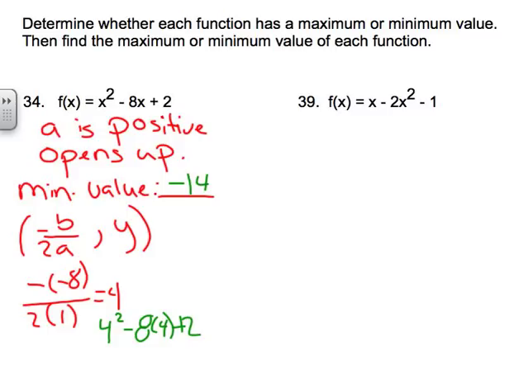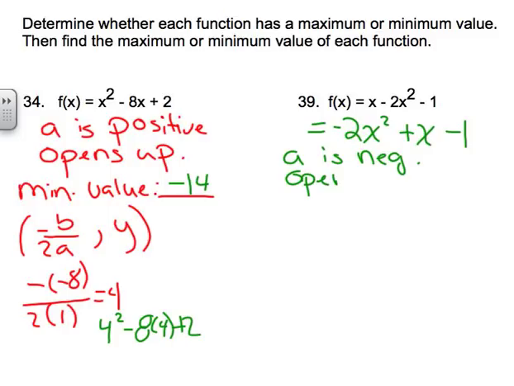Problem 39, you have to be careful of on this one, because when you look at it, you're given x minus 2x squared minus 1, not standard form. You want to put it in standard form so that you can see your a, b, and c values accurately. So now I have -2x squared plus x minus 1. Because my a is negative, it's going to open down, which means it has a maximum value.